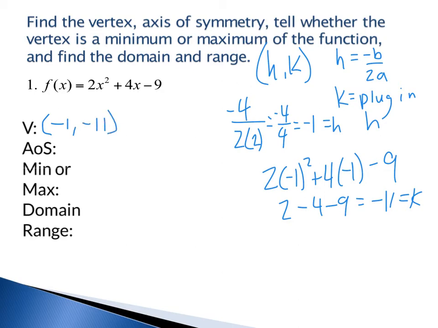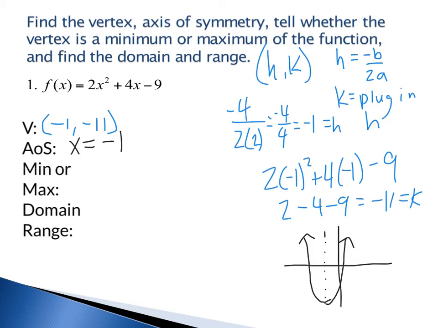Okay, now remember, if I was going to just jot this or rough sketch this, if my vertex was at negative 1, negative 11, it's going to be down here, and it would look something like this. Since my a value is a positive 2, it would be opening up. The axis of symmetry is the line that cuts it right down the middle. So that line would be a vertical line at whatever my h value is. So the axis of symmetry would be x equals negative 1.